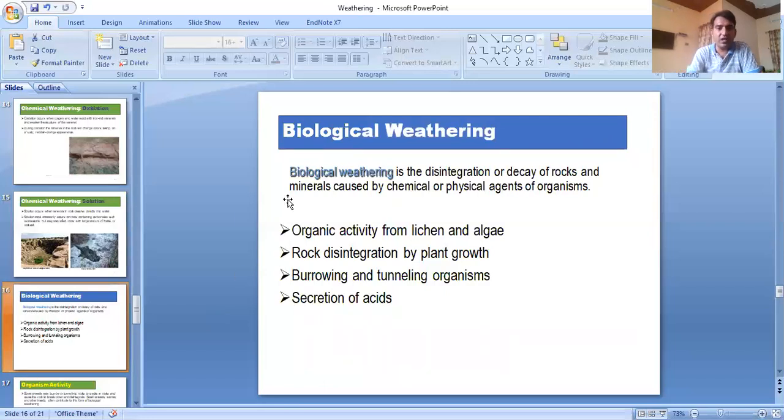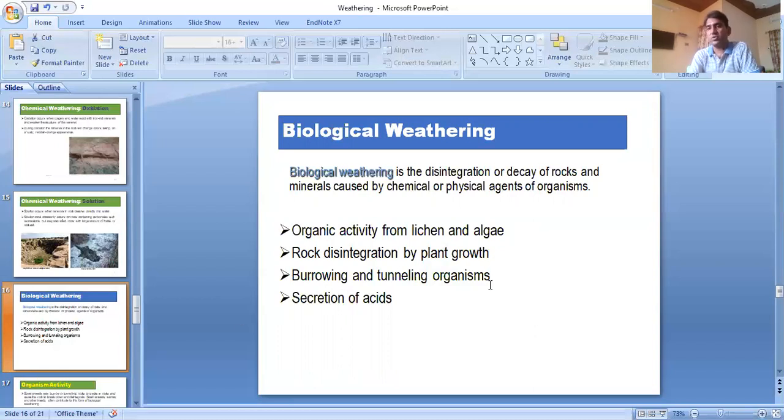So biological weathering is the disintegration or decay of rock minerals caused by the chemical and physical agents of organisms. When organisms do both physical and chemical work, they start to break down or decay the rocks. So what are those? Organic activity from lichen and algae, you might have heard about or seen. Wherever they are active, they start to break down the rocks. So rock disintegrates by plant growth.